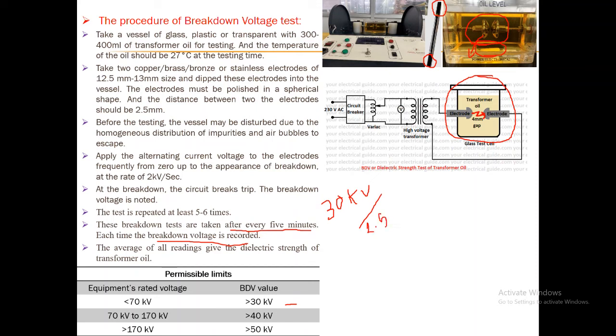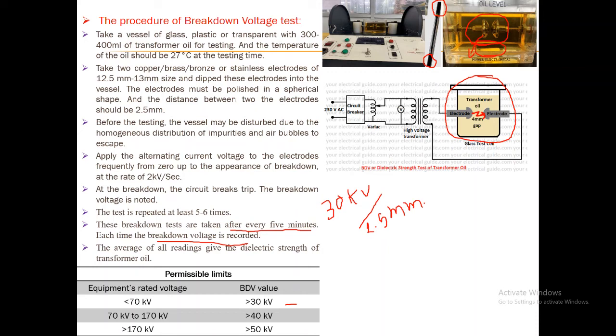Okay, because in actual condition, if one assumes the dielectric strength of transformer oil, it is approximately around 150 kilovolt per centimeter. So if you want to get the same value, it needs a larger size of equipment. So in order to achieve compactness in the equipment used to test the dielectric strength of liquid insulation, the length of the gap should be reduced.